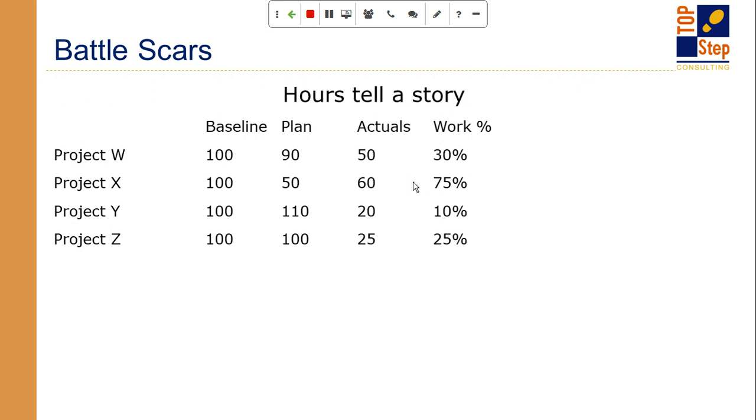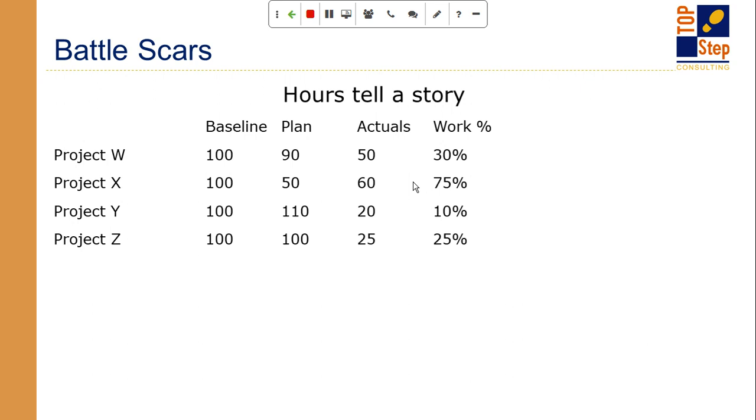And then finally, before I go on to the full evaluation of these, Project Z has a baseline of 100. I'm planning 100, so I'm spot on with my initial plan. I've worked 25 hours so far, so I'm about a quarter of the way through the project, and the work percent complete is a quarter of the way through. So this one is pretty easy to see. It's all apples to apples to apples along the way, so it feels like we're definitely on track with this.